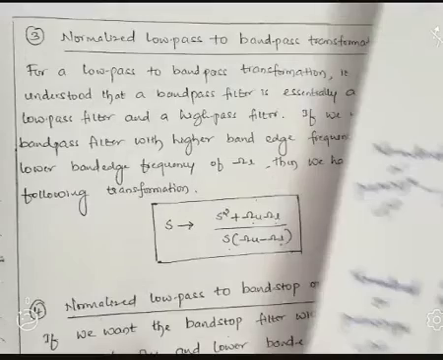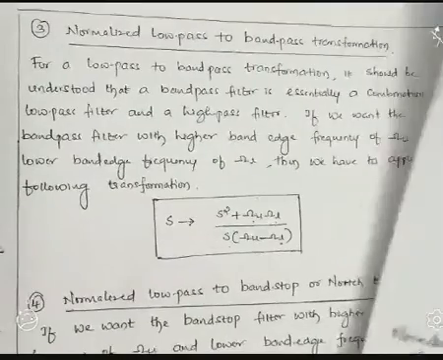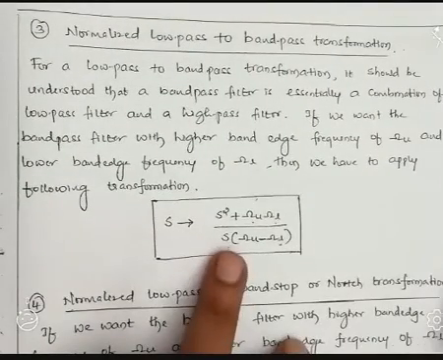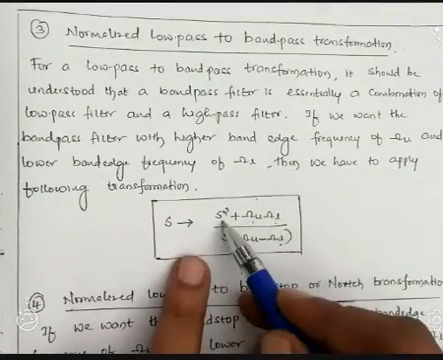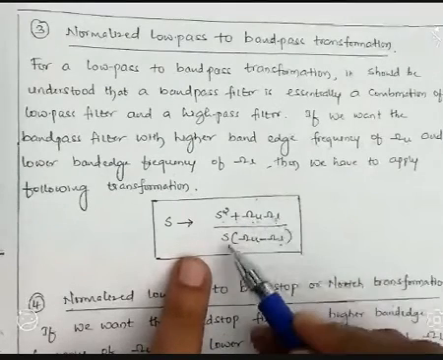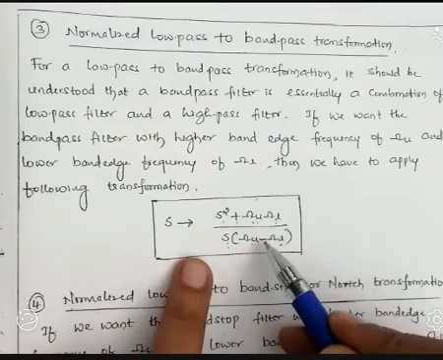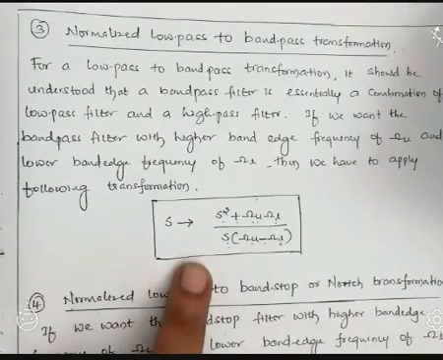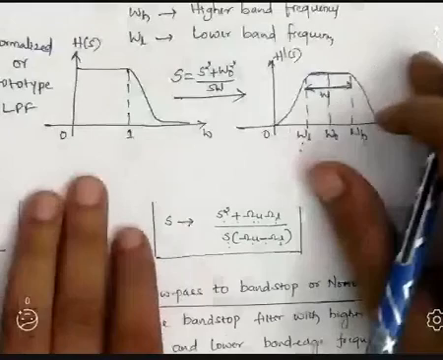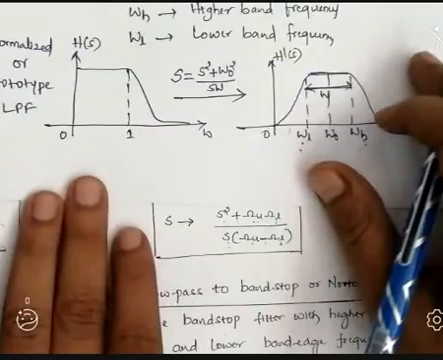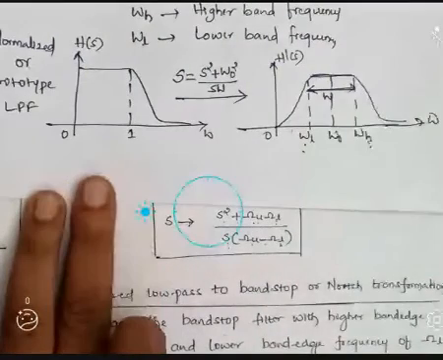You may have one doubt. See here, in the earlier case we observed that s is replaced by s square plus omega u omega l divided by s multiplied by higher band frequency minus lower band frequency. But in this case we have written like this, the meaning is same. Don't get confused, the meaning is same. How both are same, I am going to explain now.